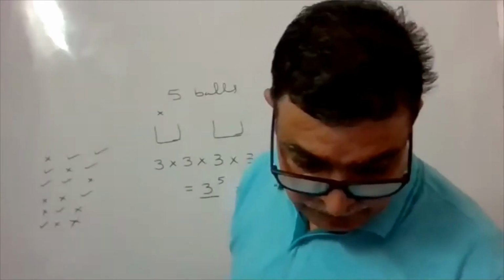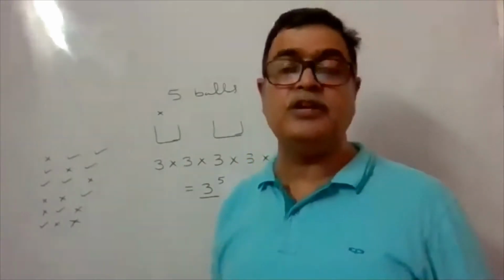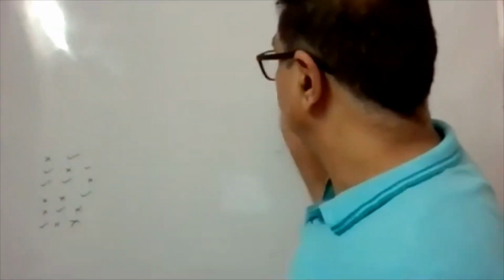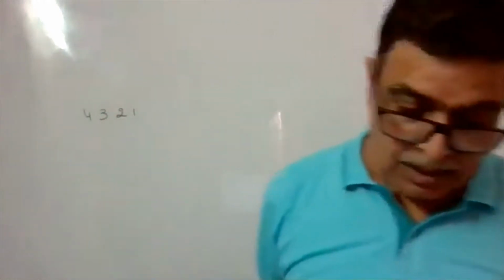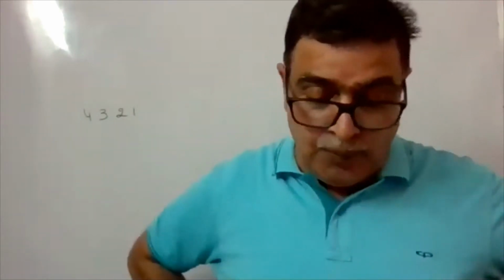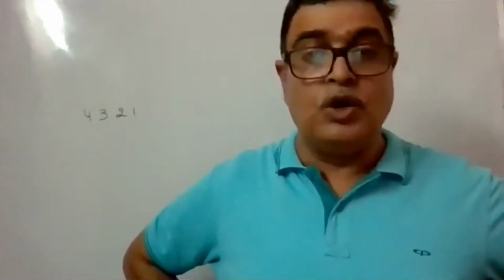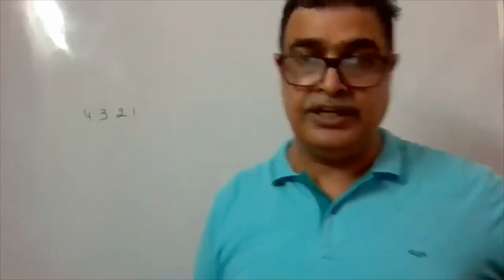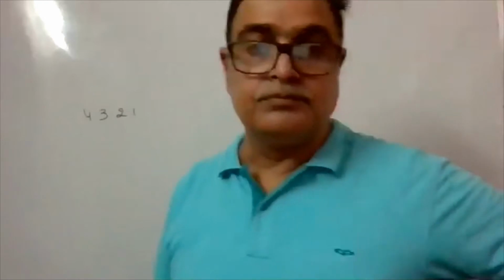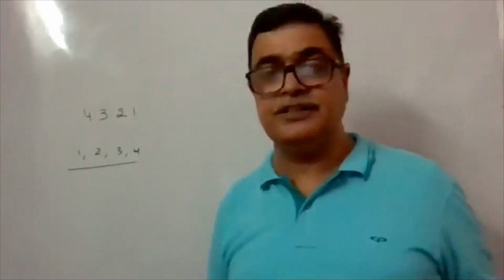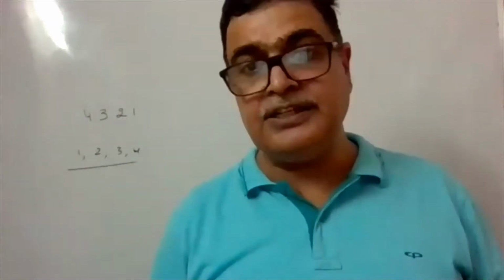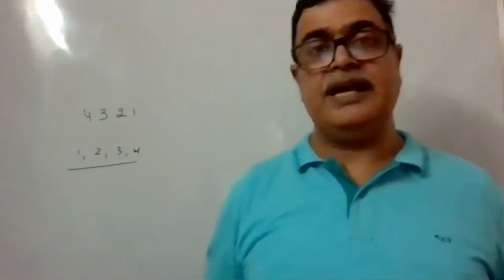Next question please. How many 4-digit natural numbers not exceeding 4,321 are there which can be formed with the digits 1, 2, 3, 4, if the digits can repeat? Sir, can you repeat the question? Yes, I'll repeat. How many four-digit natural numbers not exceeding 4,321 can be formed with the digits 1, 2, 3, 4, if the digits can repeat.